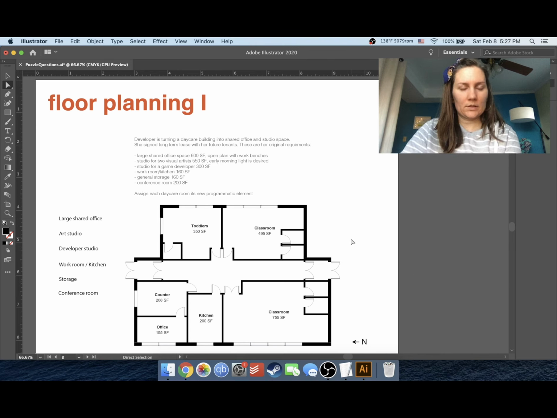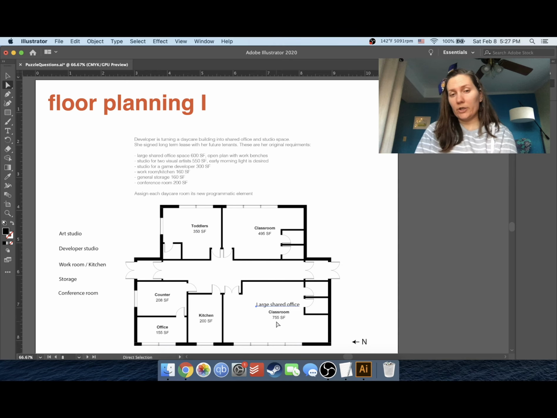This means it's going to be 600 square feet. If you just glance through it, that's the largest number of all. So that means that large shared office space is going to go here, even though this classroom is larger than what they're requiring. This is the closest that we can get, right? And that's completely fine for this level.